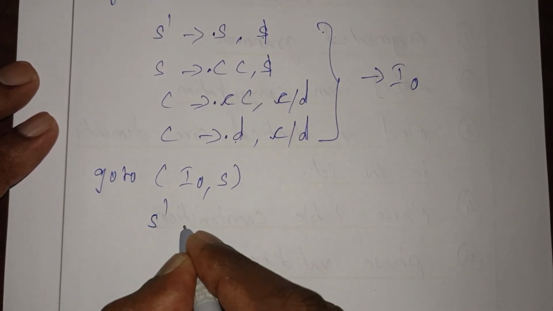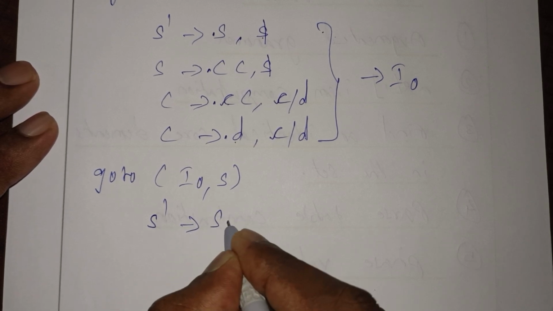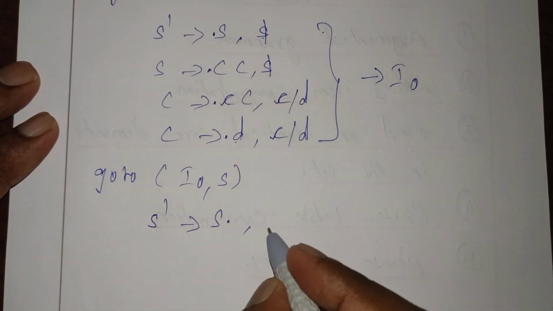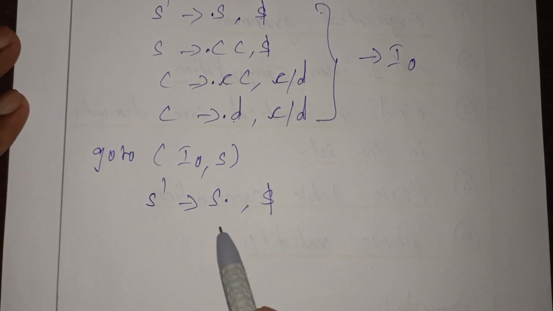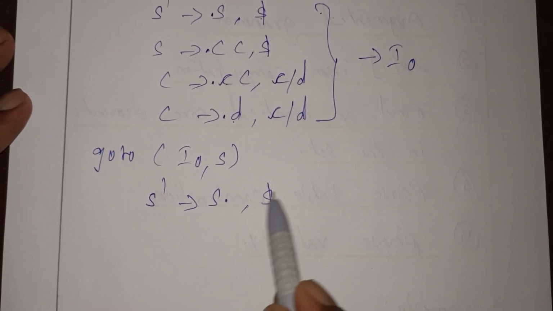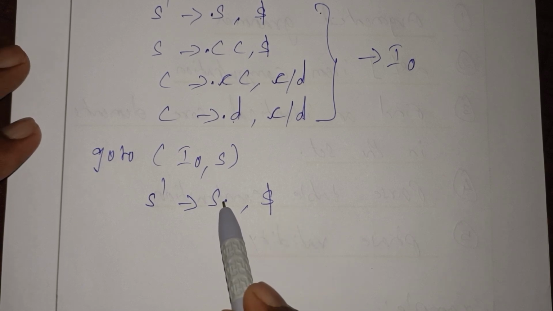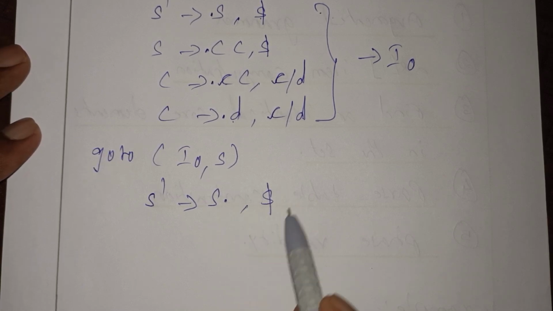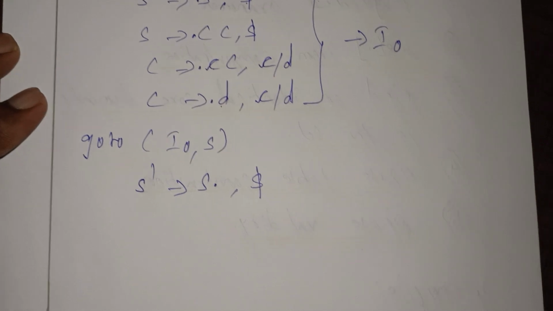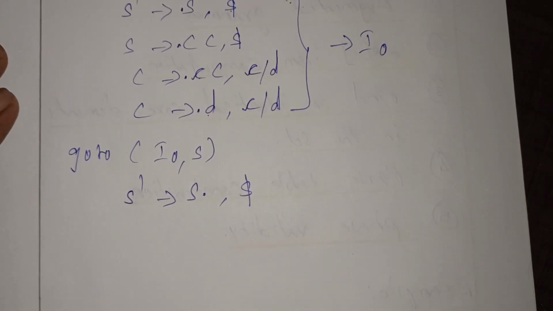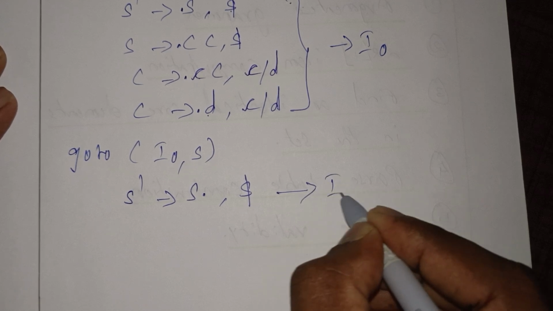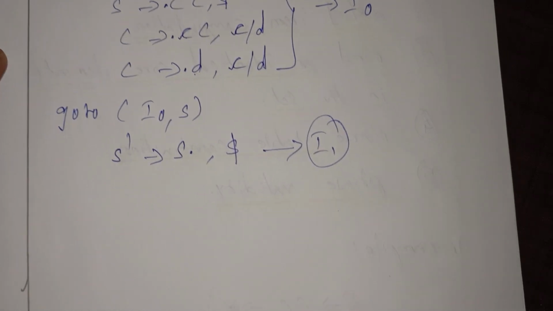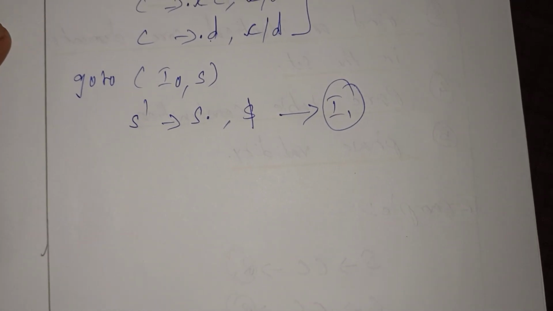Now S' tends to S dot, and after that we have comma dollar. We are not going to do anything after this comma dollar. We are not moving this dot from after this S. Why? Because this is a lookahead value. It is not a regular terminal or a non-terminal of the grammar. So we are going to take this as usual. So this is a new iteration, so I am numbering it as iteration number 1.